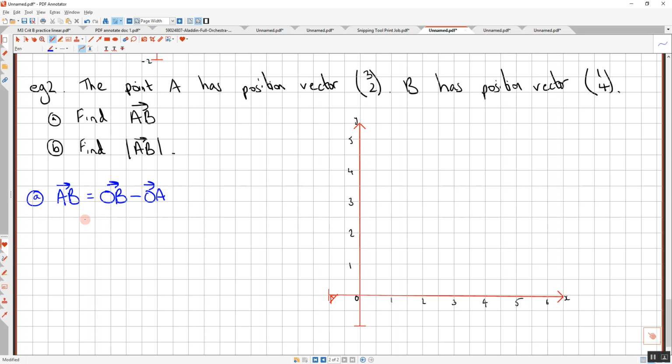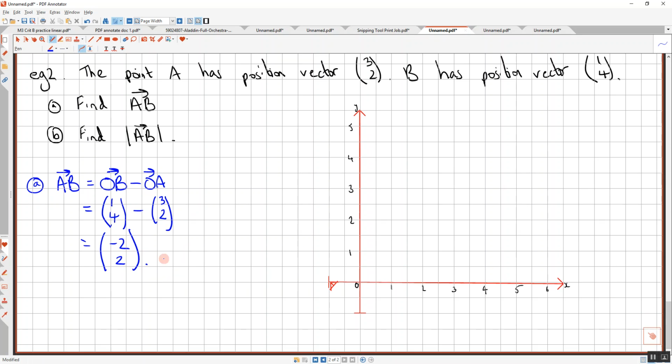Okay, B take away A. So O to B is 1, 4, subtracting off O to A, which is 3, 2. 1 take away 3 is -2, 4 take away 2 is 2. Okay. Just out of interest, can I simplify this? I cannot simplify this. It is not a fraction. Okay, I cannot simplify it. Maybe I'll come back to that in a second. Okay, so that is our vector.